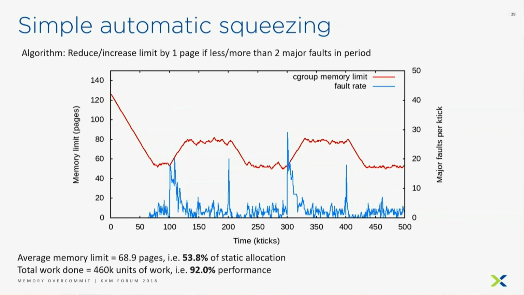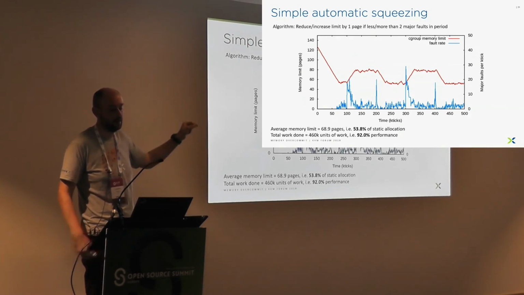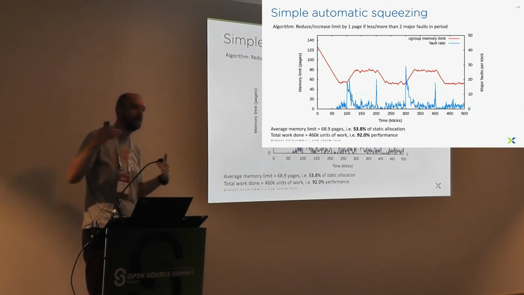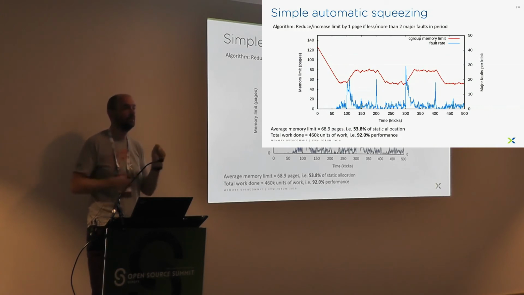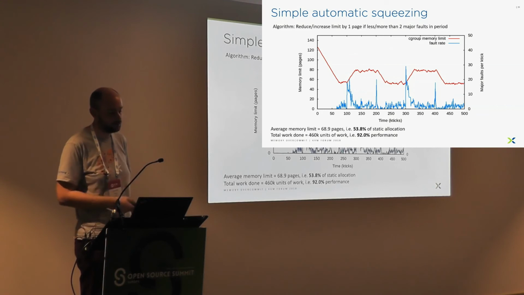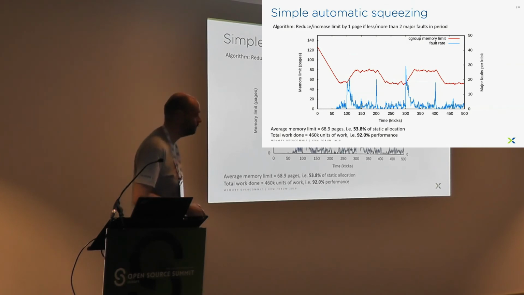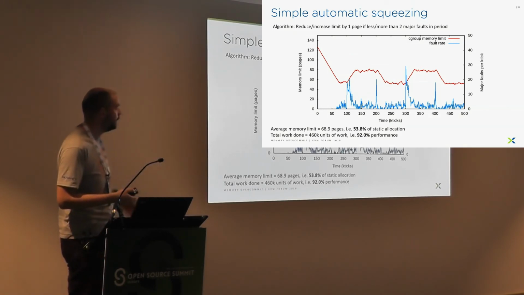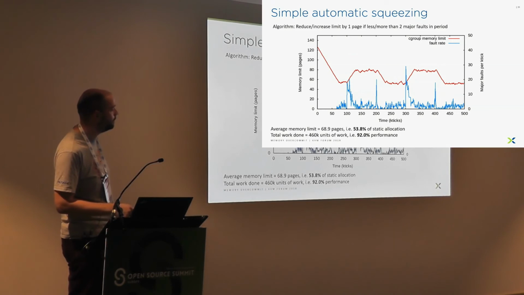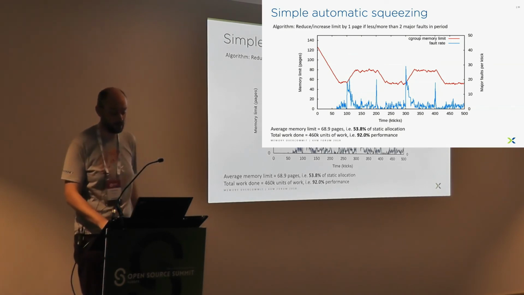What about automatic squeezing by reducing the secret memory limit by 1 page, or increasing it if we have less or more than 2 major faults since we last ran the squeezer algorithm? So we can see here a slightly more interesting fault rate, and we've managed to achieve 92% performance, and the average memory limit here was 53.8% of the static allocation. So it's maybe a little bit better than that static squeezer.